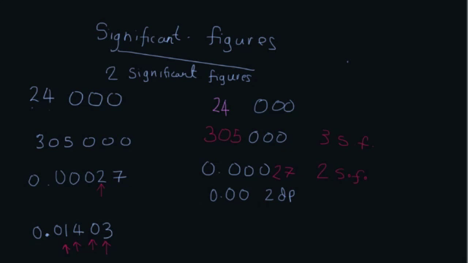So, if we're going to write it with the significant figures, 0.01, so that would be to 2 significant figures. This would be 3 significant figures, and this would be 4 significant figures.